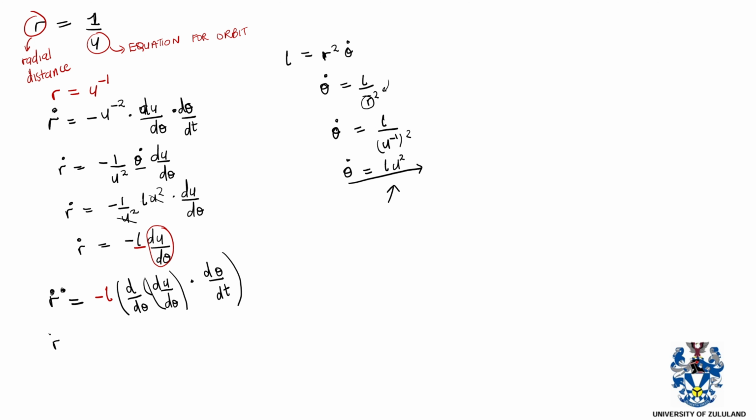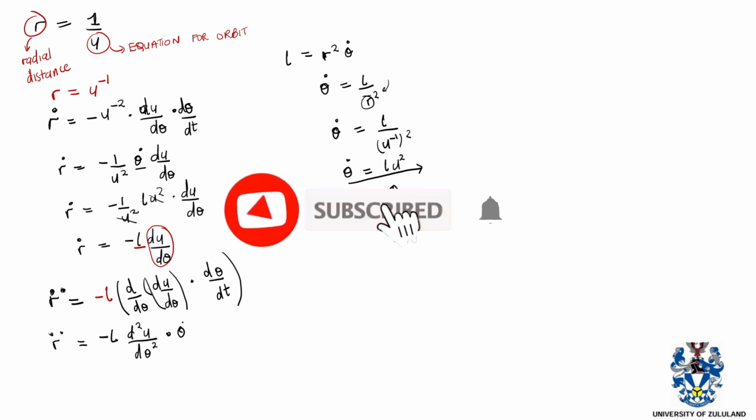So basically here, r double dot will give you negative L. If you're going to differentiate u with respect to theta, you're now differentiating it for the second time, right? So this is just the second derivative. Please make sure that you have learned well the properties of derivatives. In this case, this is going to be d squared u over d theta squared, because here you have found the second derivative of u. And then this is going to be multiplied by d theta dt, which can be written again as theta with a dot on top.